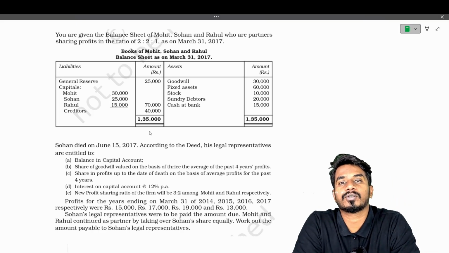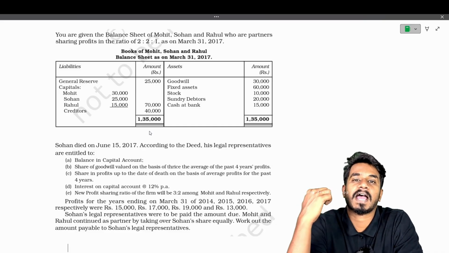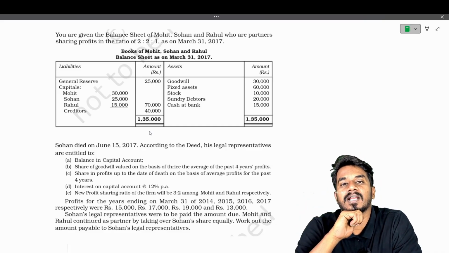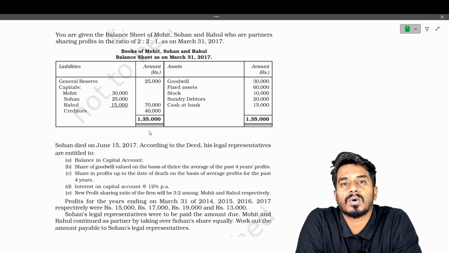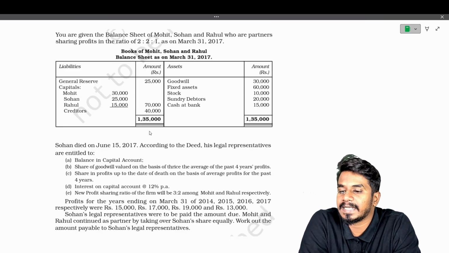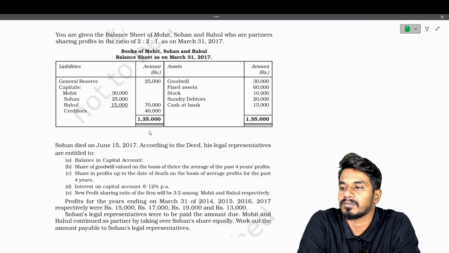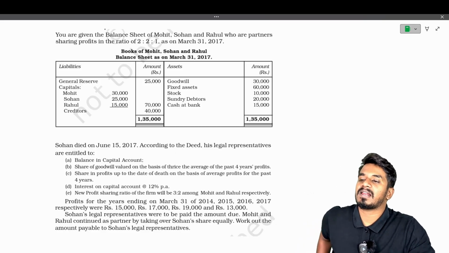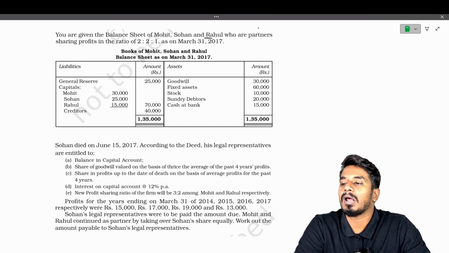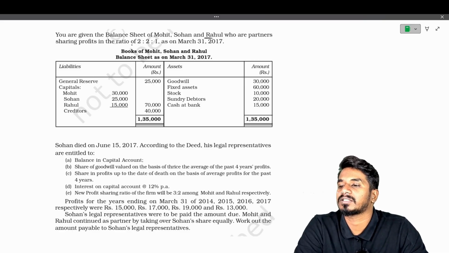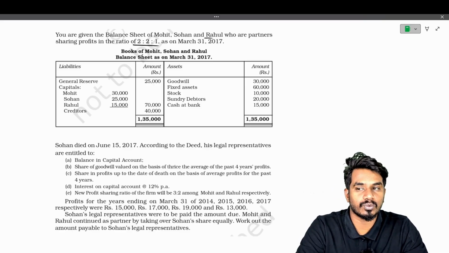In this video, we are going to solve a question which has partner's capital account in death of a partner. So let us see what the question is saying and I will explain each thing, then we will solve the question. You're given the balance sheet of Mohit, Sohan and Rahul who are partners sharing profits and losses in the ratio 2 is to 2 is to 1.